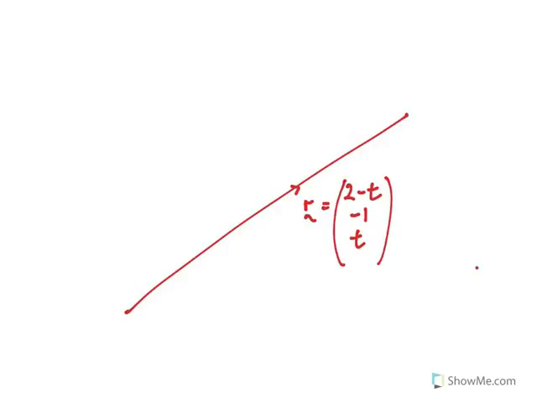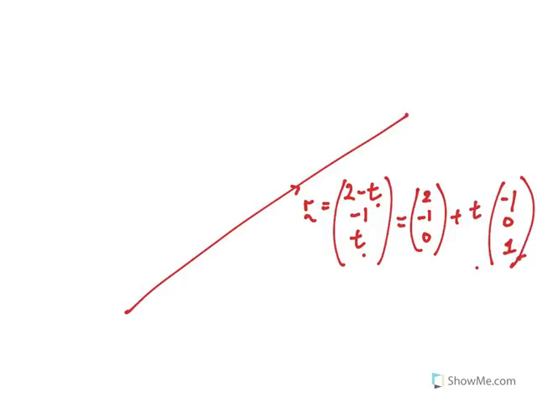Alright, we can also rewrite this as r equals (2, -1, 0) plus t(-1, 0, 1). The -1 means that there's nothing to do with t, so for t over here, I'll put it as 1. So this can also be rewritten in this form, as the line that's parallel to it.